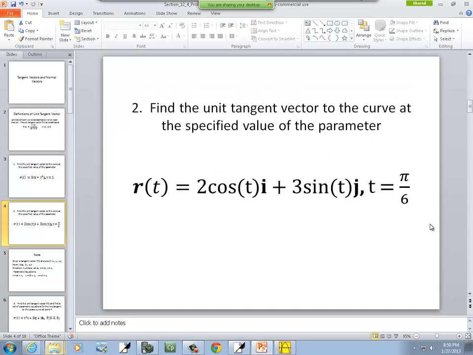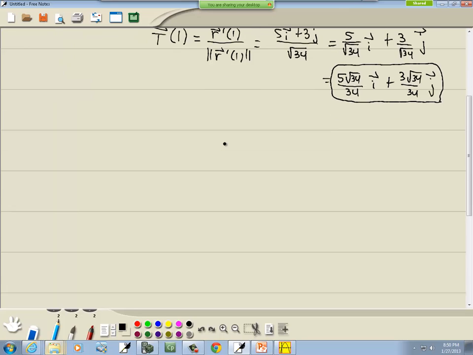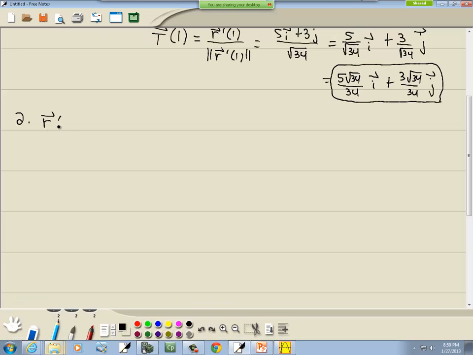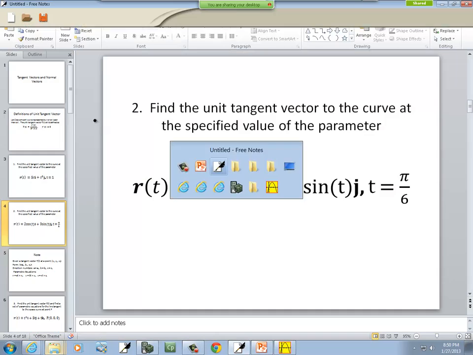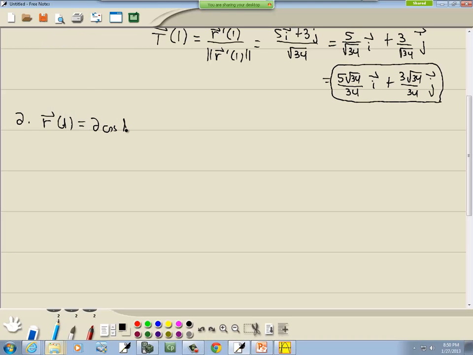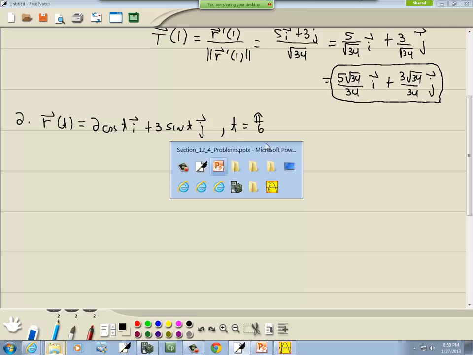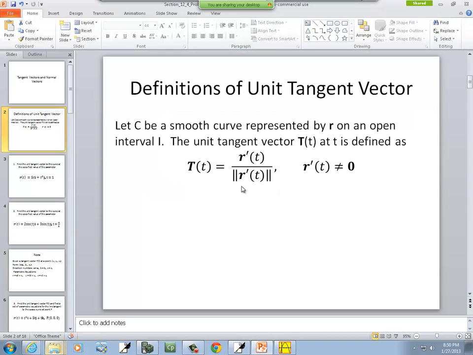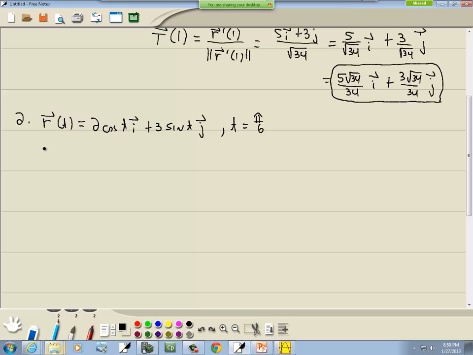Let's look at our next one. R is equal to 2 cosine t i plus 3 sine t j, and t is equal to pi over 6. Instructions are to find the unit tangent vector. So we need r prime, so we'll find the derivative.